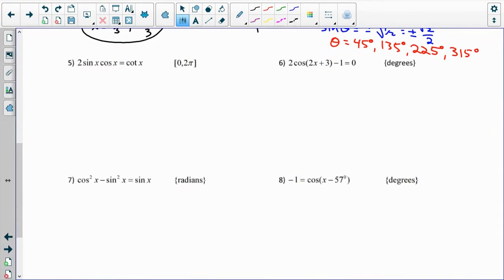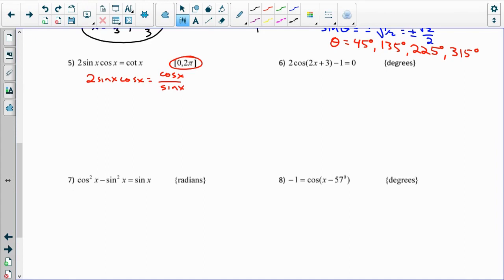Number 5, 2 sine x cosine x equals cotangent x. What I'm probably going to do is rewrite cotangent as cosine over sine. Now notice that sine's in the denominator. So I have a domain of x to be between 0 and 2 pi. The problem with that is that there are certain values of x that will make the denominator 0 and make this undefined. And excuse me, I can't have something on the left side be defined and on the right side be undefined. That doesn't make any sense.